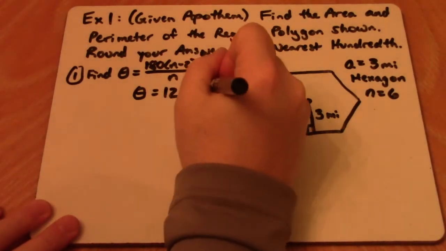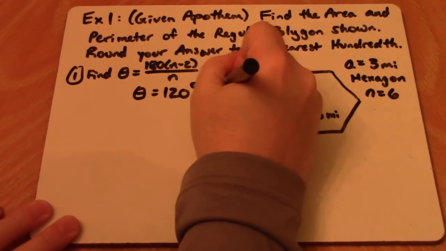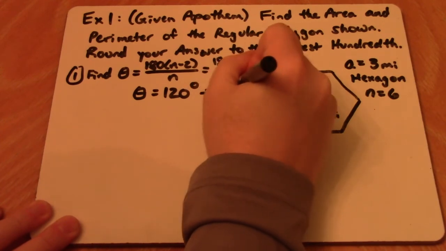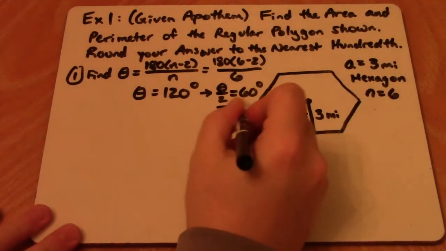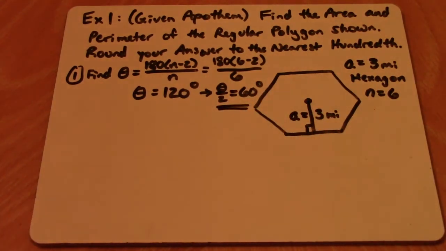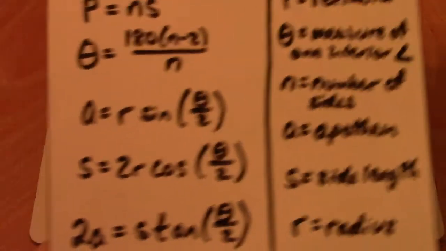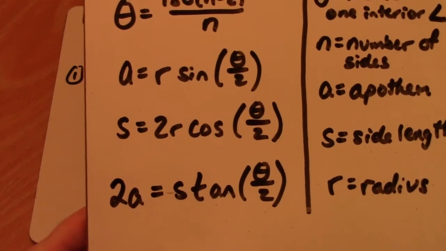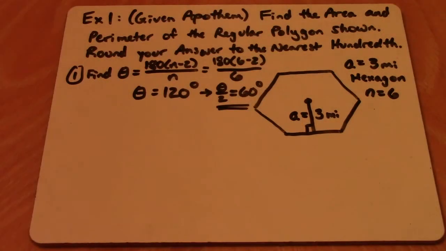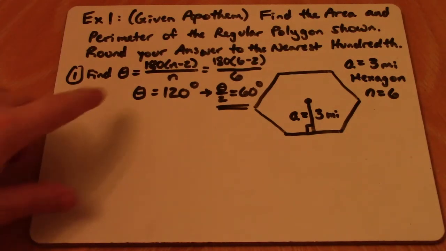Now in reality, what we really need is actually the angle theta divided by 2, which in this case would be 60 degrees. This is the value we're going to need to plug into our equations. Because again, all of our equations, all 3 of the ones we're going to be using, contain theta over 2, not theta. So it's worth noting that the first thing we need to do with theta is divide it by 2.